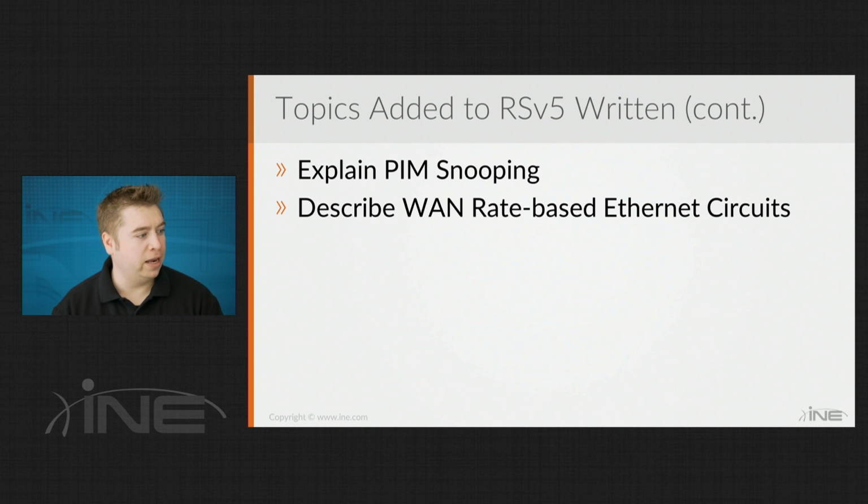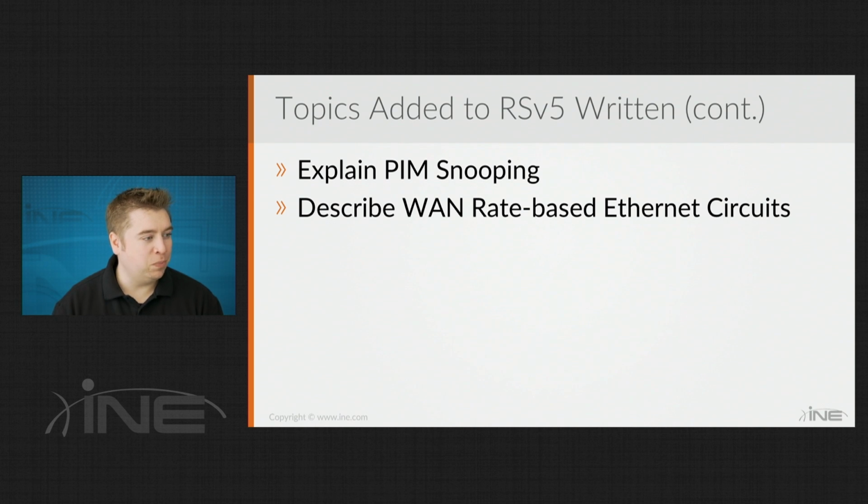So describe WAN rate-based Ethernet circuits. This would be like Metro Ethernet or maybe Q-in-Q tunneling. This also could be if you're buying MPLS service that goes over Ethernet, like an MPLS point-to-point EVC, an Ethernet virtual circuit, or point-to-multipoint if you're doing virtual private LAN services over MPLS. Basically it means it's just an Ethernet port handoff to the customer.